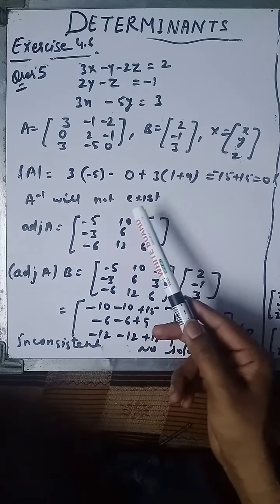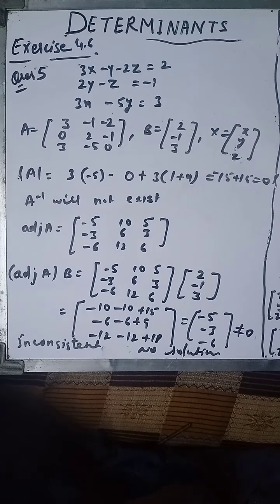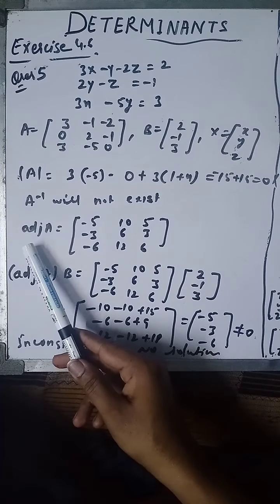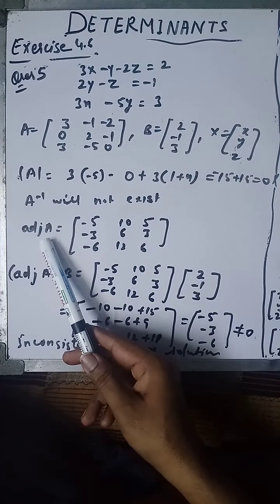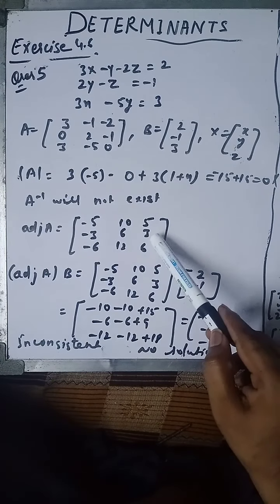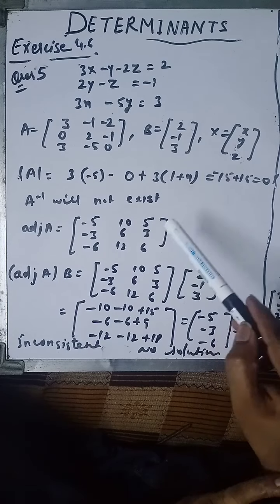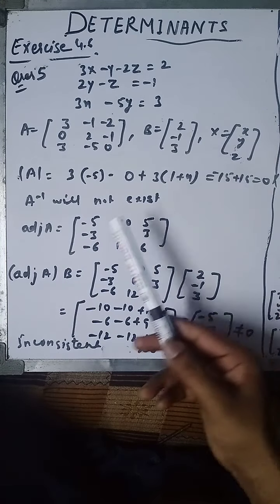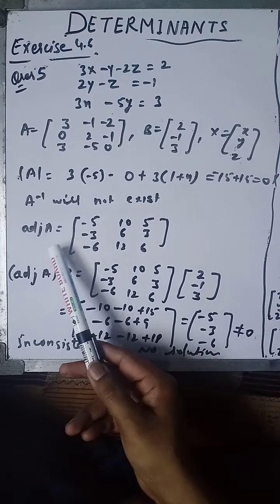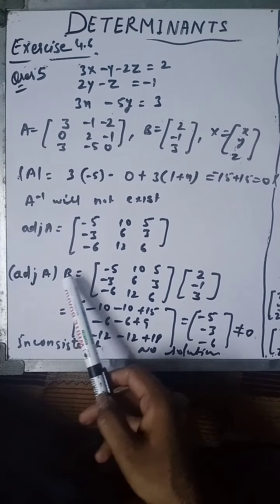So what you have to do in that case is apply case number 2. First of all, we have to find adjoint A. So this is your adjoint A, and you can calculate it. I'm not showing the cofactors, I'm just writing the adjoint A, but you have to show it. And you know how we can find adjoint A. So your adjoint A is this.